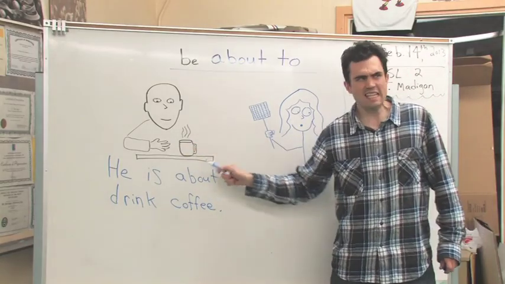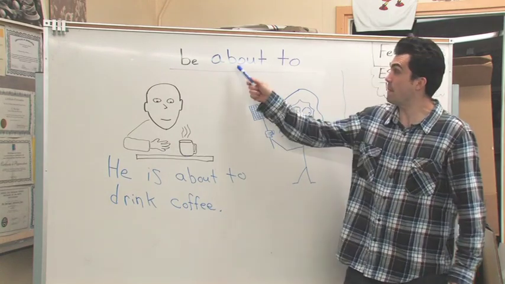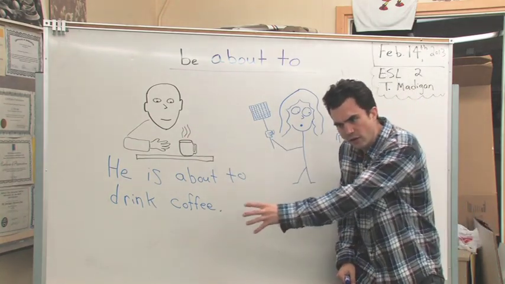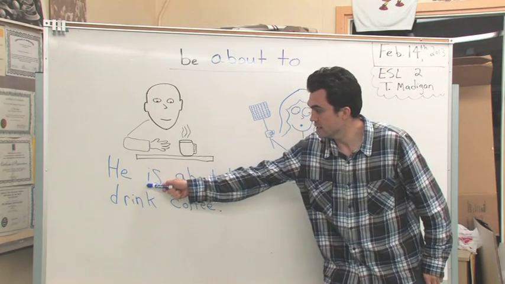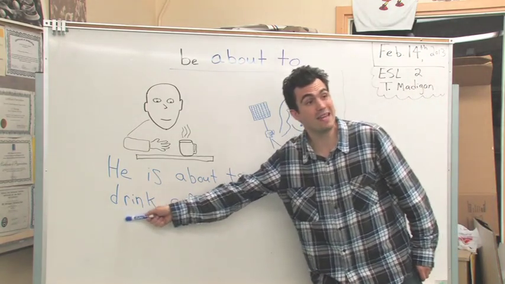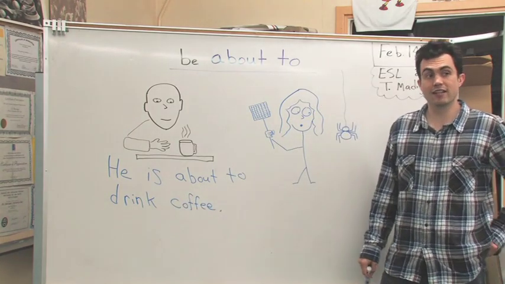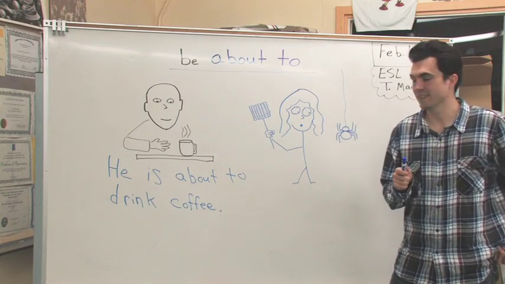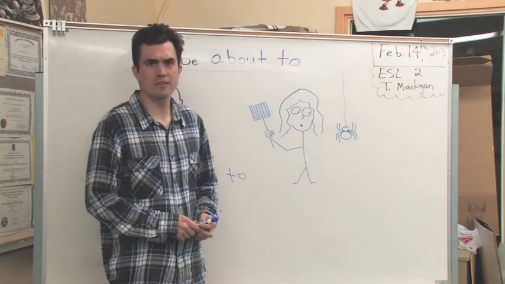So, he isn't drinking coffee right now, but he is about to drink coffee. See? He's reaching for the coffee. He's about to drink coffee. Is about to drink. The base verb here, right? Understand? Any questions? Okay. So he is about to drink coffee.